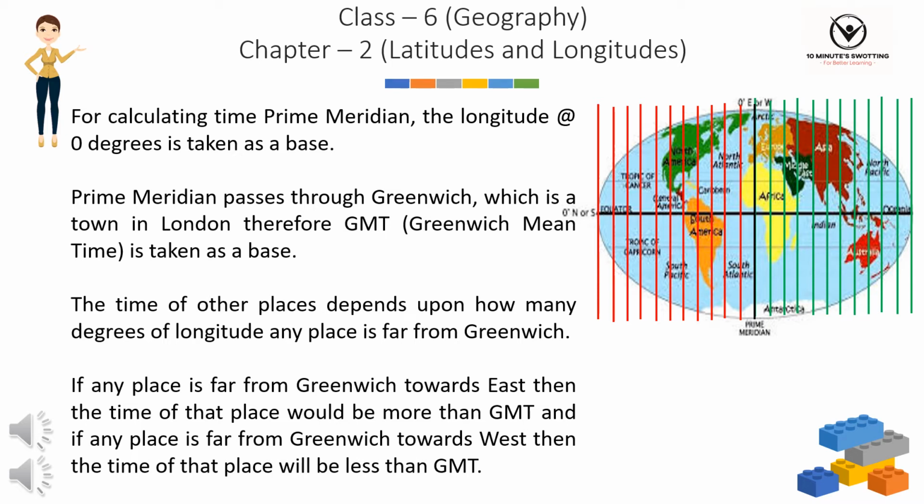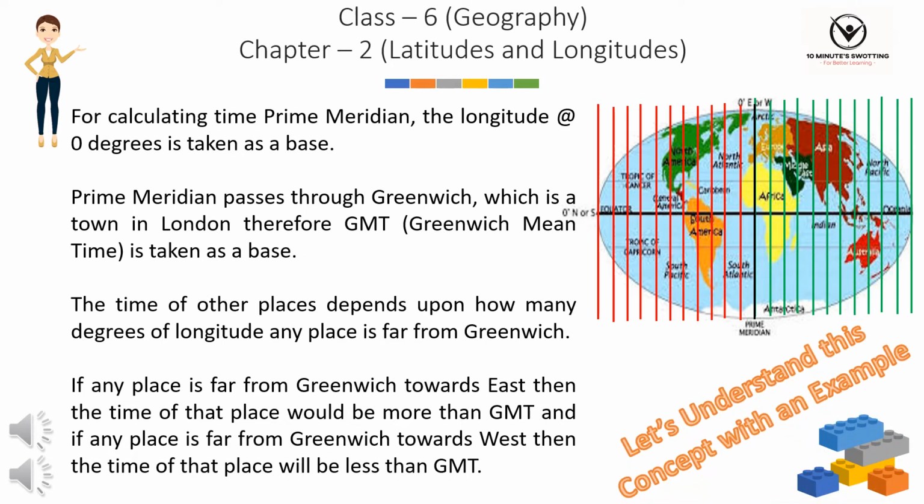The time of other places depends upon how many degrees of longitude any place is far from Greenwich. If any place is far from Greenwich towards east, then the time of that place would be more than GMT, and if any place is far from Greenwich towards west, then the time of that place will be less than GMT. Let us understand this concept with an example.